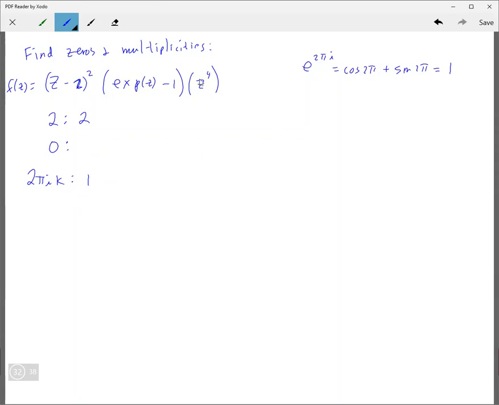Now this 0 here, over here, it's to the fourth power, right? And the exponential part actually adds 1 to it. So this is actually going to be 5. That's going to be multiplicity 5.